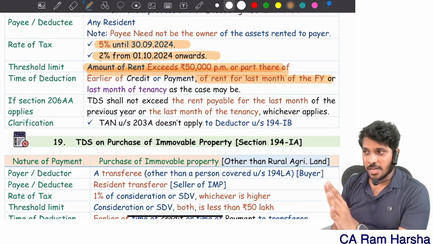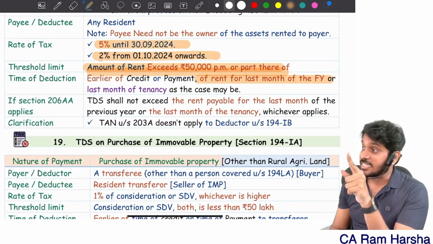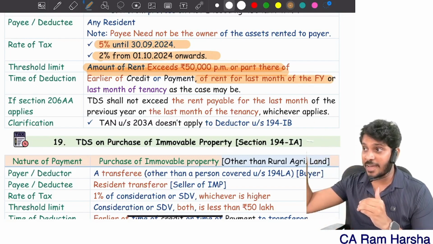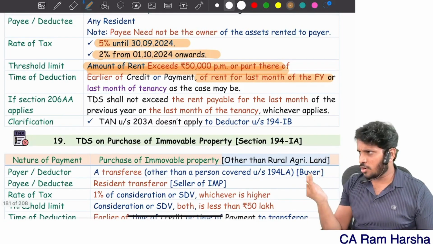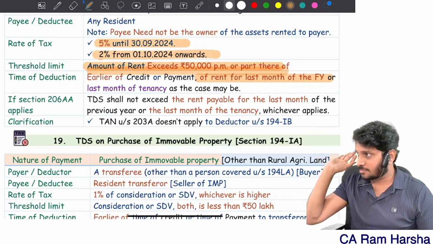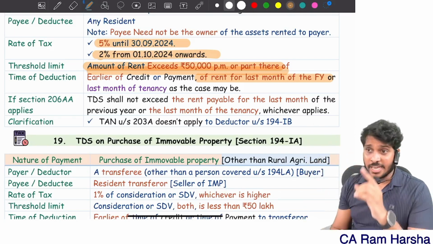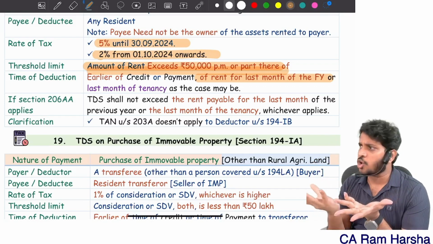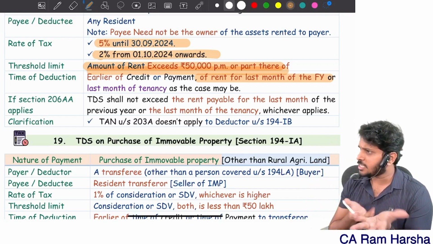Sir, I am vacating the property in January itself. Then in January you should deduct the TDS. Suppose the person to whom I am paying the rent may be the owner or he may be a sublessor. In 194IB, I am paying rent, right? To whom I am paying, he need not be the owner. He may be subleasing or subletting to me.